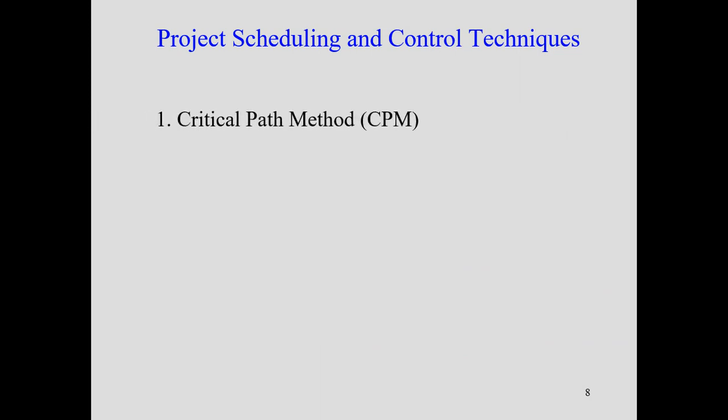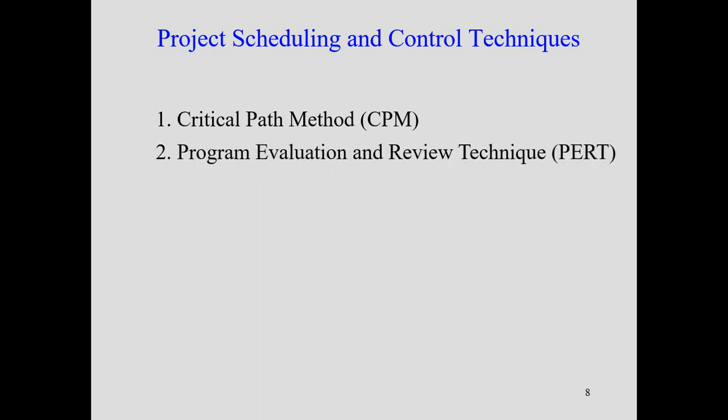Now mainly there are two types of techniques that we follow. Number one is called the critical path method, which is also called CPM. The other technique is called program evaluation and review technique. It's also called PERT.